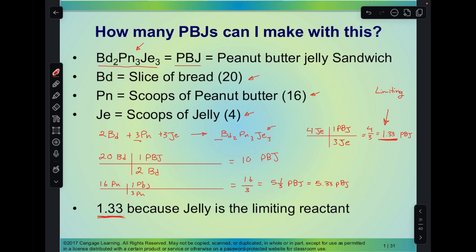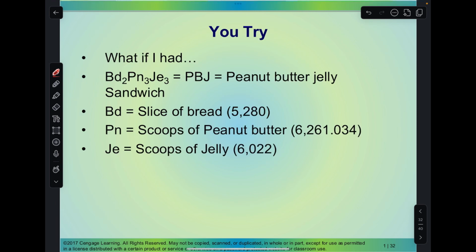There's going to be excess bread because there's going to be more bread than you can make sandwiches. And there's going to be excess peanut butter because there's going to be more peanut butter than you can make for sandwiches. And so your limiting reagent is jelly. Okay, and so give this a shot, and I will continue in a second.